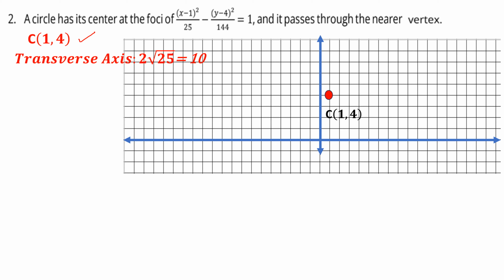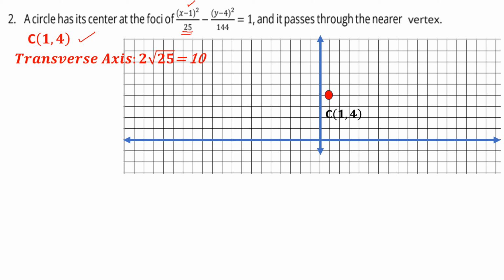lie on the transverse axis. And remember that the transverse axis length will be twice the square root of the denominator of our first term. So this is our first term. So twice the square root of 25 is equal to 10.